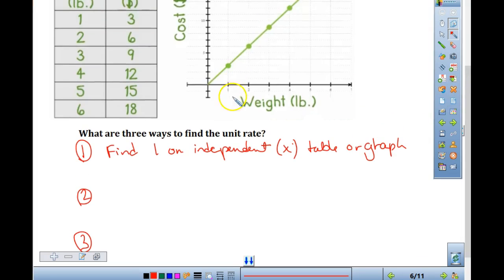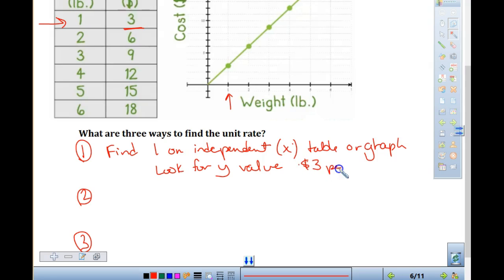Okay. So if I look here, or if I look here, right? Find 1, the independent on the table or the graph, and I notice the number that corresponds to it. And then I look for the y value, or your dependent value. And in this case, we would say that our unit rate is $3 per pound.